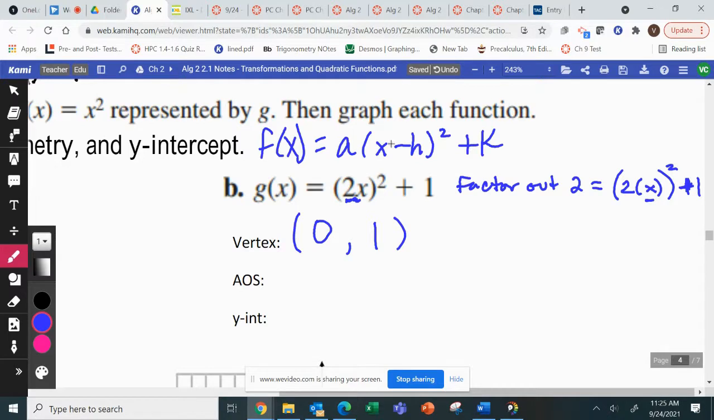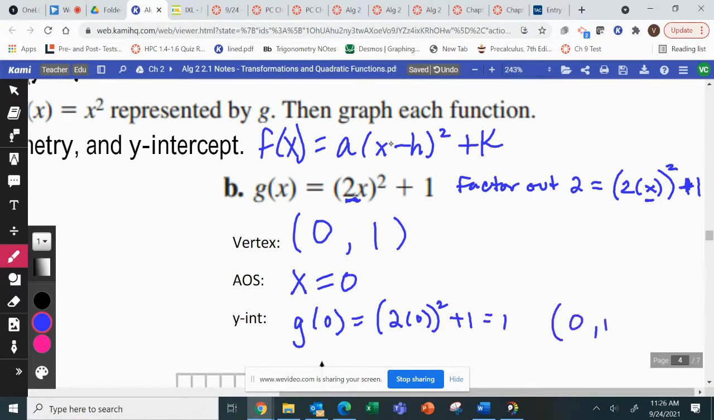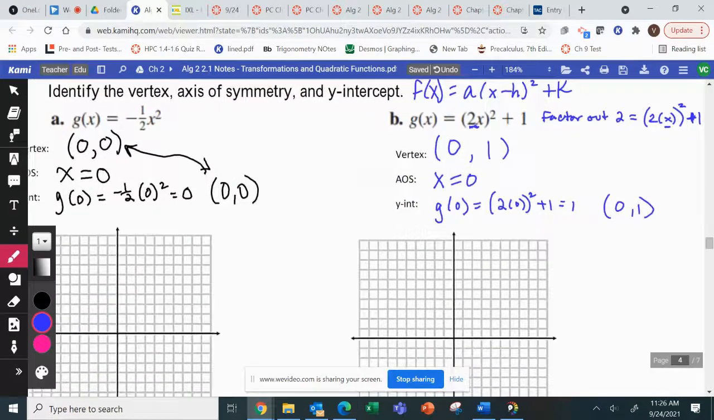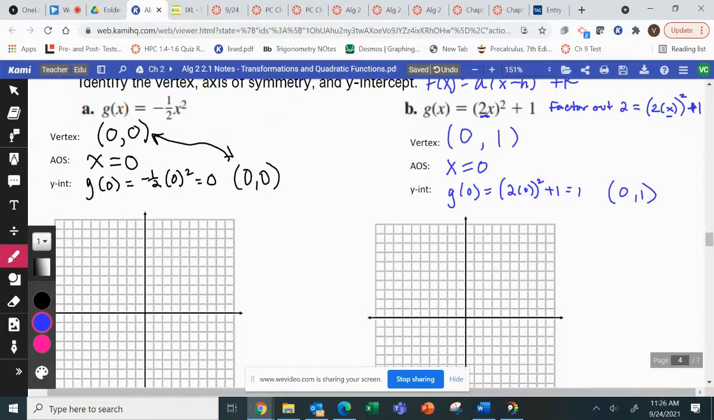Okay, our axis of symmetry. Shaq. X equals 0. Good. So let's find our y-intercept. We do g of 0. So we do parenthesis 2 times 0 squared plus 1. 2 times 0, 0. So 1. 0, 1. And that is the same as our vertex. So we're going to graph this one. Vertex at 0, 1.